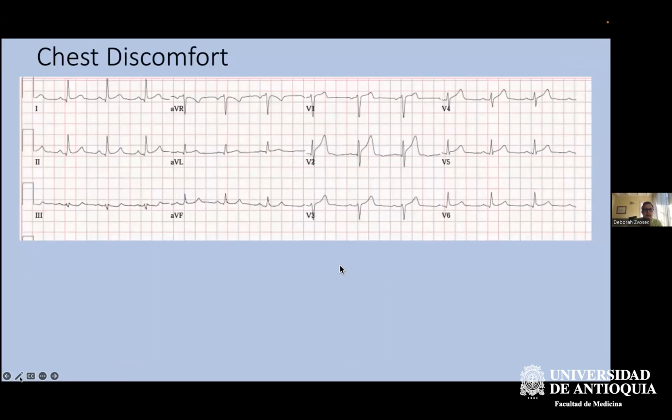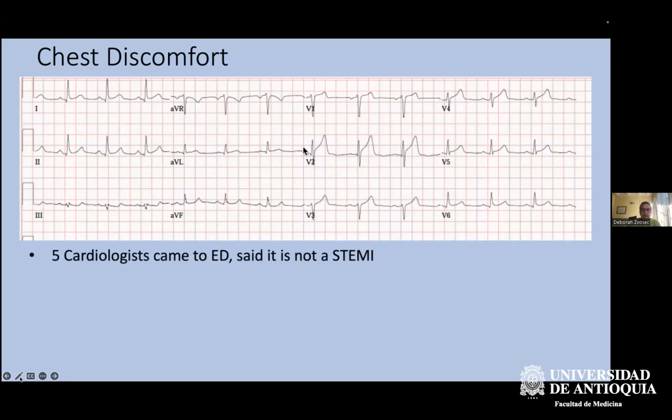This patient came into the emergency department with chest discomfort. How am I doing on time, by the way? Okay, it looks like there are hyperacute T waves in V2, V3, and V4. These don't look very big, do they? But look how small the QRS is. It's all got to do with proportions. So this is diagnostic of an LAD occlusion.